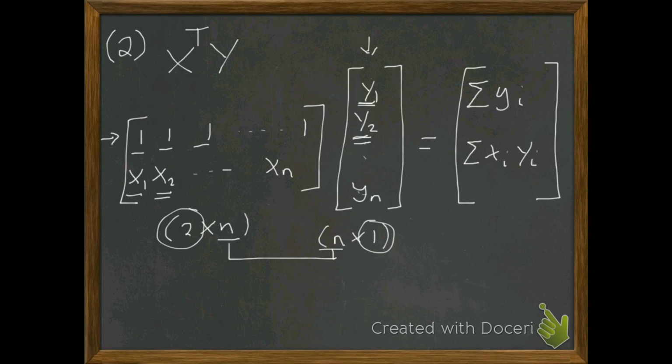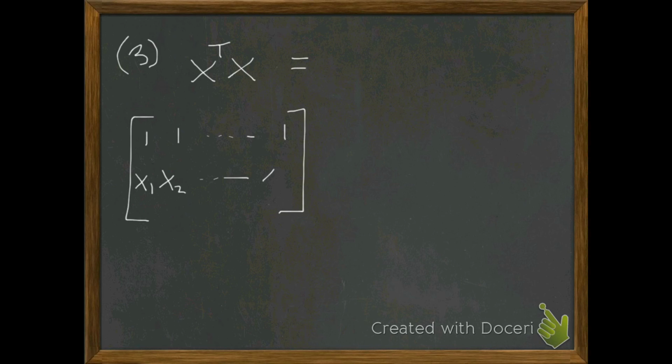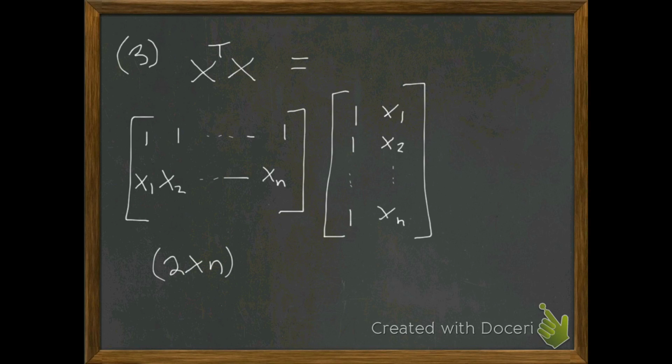The other matrix I want you to kind of have on your radar, and the one I almost forgot about, is: what does x transpose times x look like? Well, x transpose is 1, 1. And of course, x is. Now, first of all, let's examine the size that we're expecting. So here we have a 2 by n. Here we have an n by 2. So guys, we're expecting a 2 by 2 matrix.